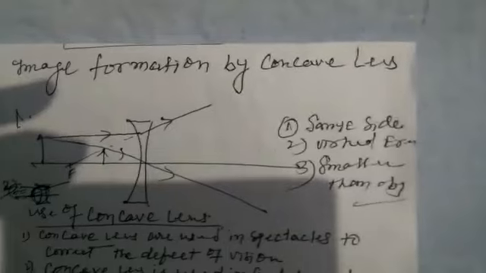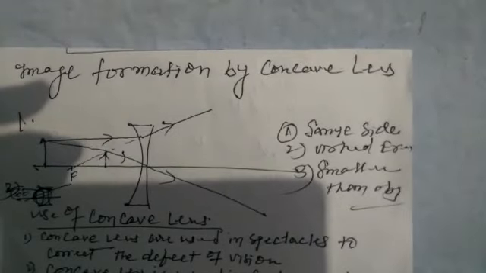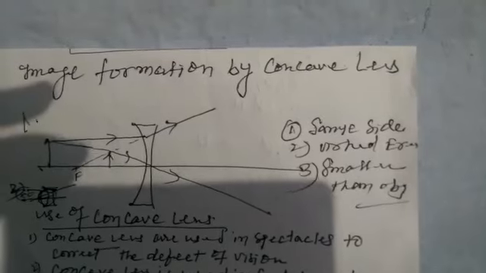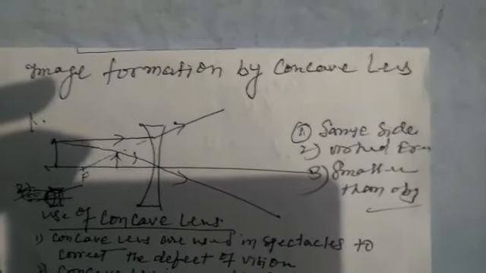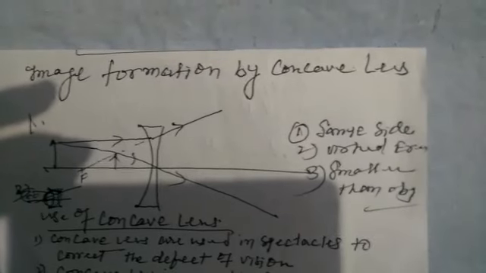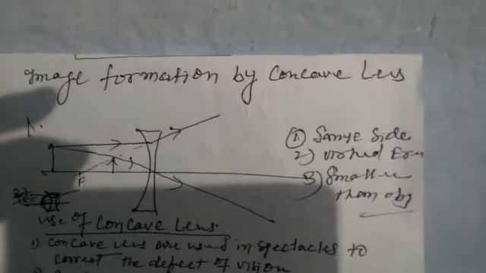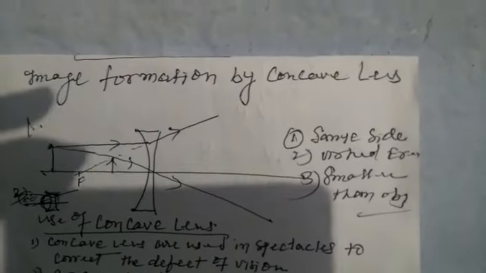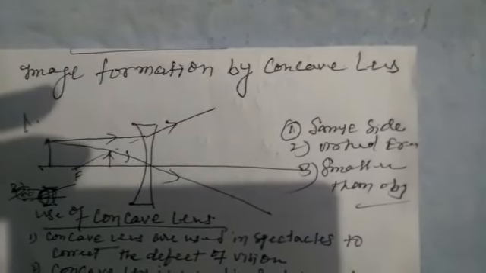So the image formation of concave lens and convex lens is very important for solving numericals and to justify your answers. Remember 5 conditions of convex lens, and 2 conditions of concave lens, to form the image.